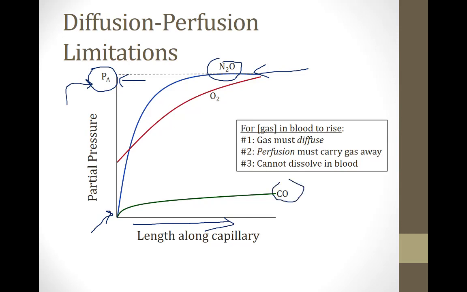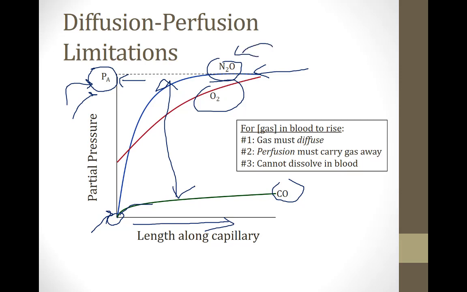Carbon monoxide, on the other hand, sees its level rise somewhat. There's no carbon monoxide initially when blood enters the capillary, and it rises somewhat, but it never reaches equilibrium with the alveolus. There's always a difference, and we're going to have to explain that in the next few slides. And then finally, oxygen is somewhere in the middle. It also reaches equilibrium with the pressure of gas in the alveolus, but it takes a little bit longer to do that compared with nitrous oxide.